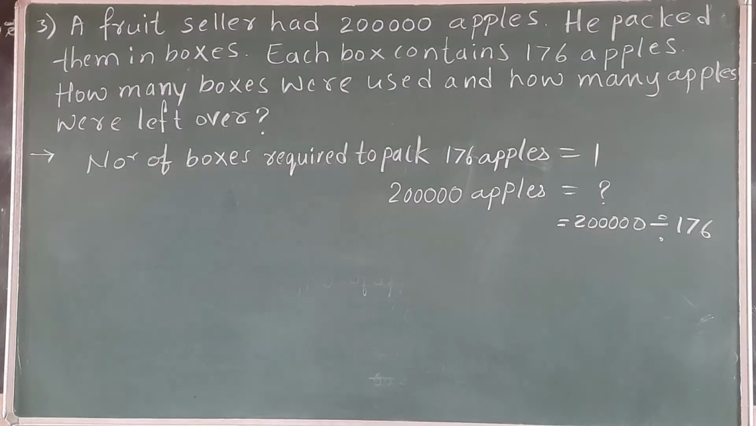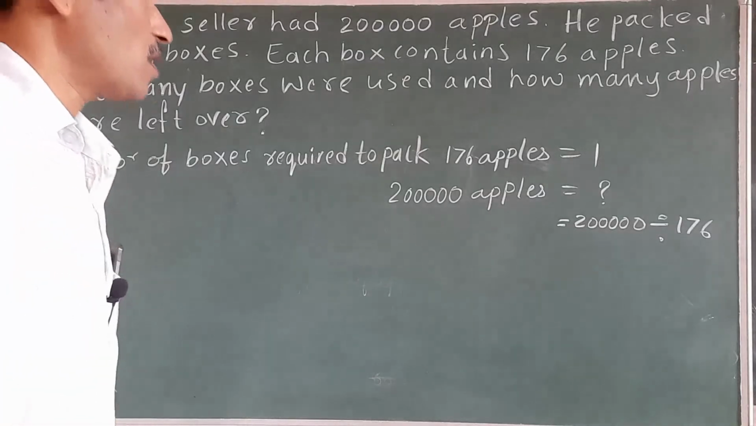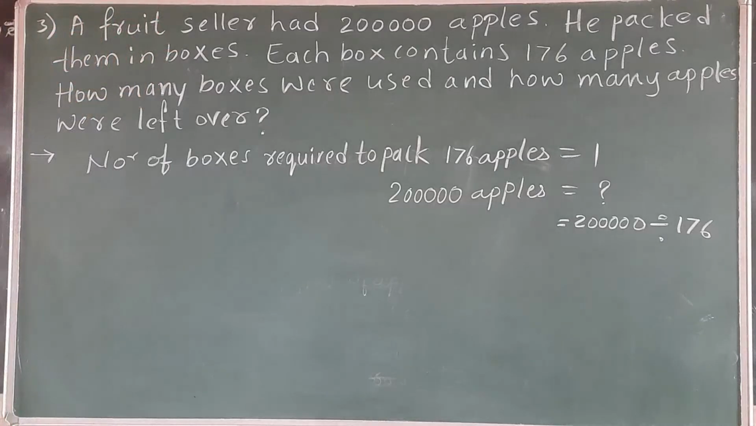Here 2 lakh apples are there. He packed 176 apples in each box. How many boxes did he use to pack all these apples, and how many apples were left out after packing? Equal number of apples, that is 176, in each box. For that we should divide.